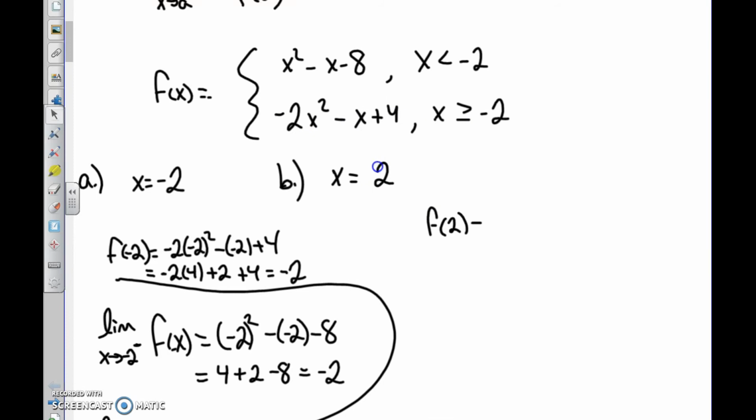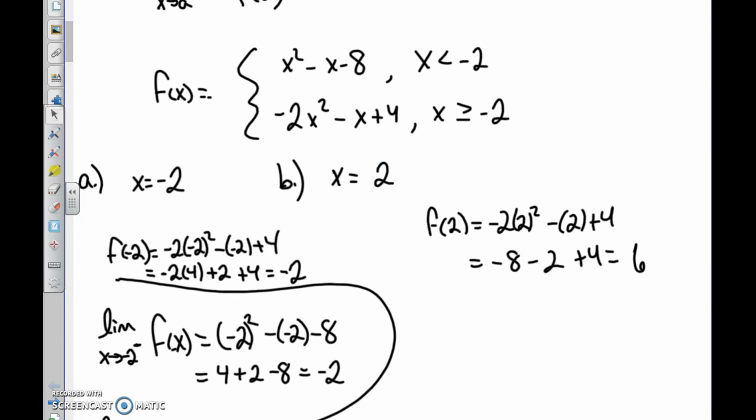f of 2 will equal negative 2 times 2 squared minus 2 plus 4. Okay, so when I write this, I would end up with negative 2 times 4, which is negative 8, minus 2 plus 4. So the value that it's going to be defined as is equal to negative 8 minus 2, which is negative 10. Negative 10 plus 4 is 6.